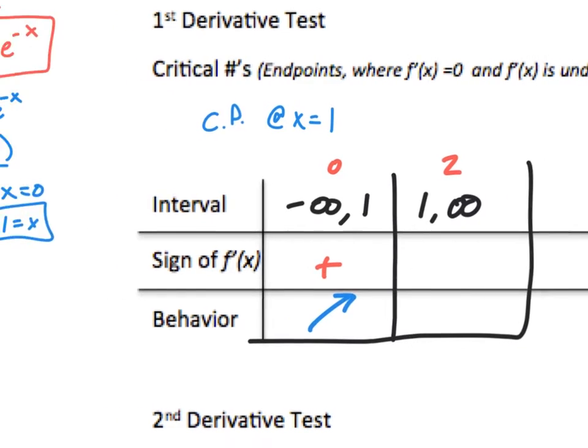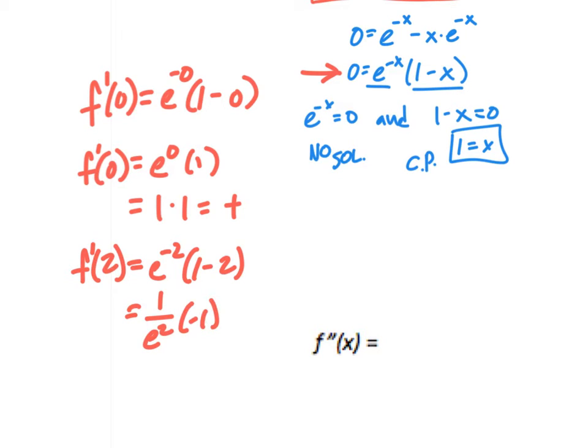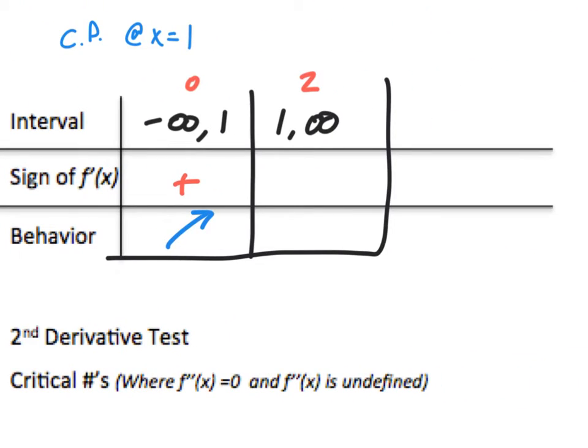Okay, now I'm going to go ahead and plug in 2 into my derivative, and I'm going to get f prime of 2, and that's going to give me e to the negative 2 times 1 minus 2. Okay, e to the negative 2, that's just 1 over e squared times negative 1. So I have a positive number times a negative number, and that's just going to give me a negative number. All right, so I'm going to put negative, and that we're decreasing. So at 1, I have a maximum. Okay, I have a maximum value at 1.